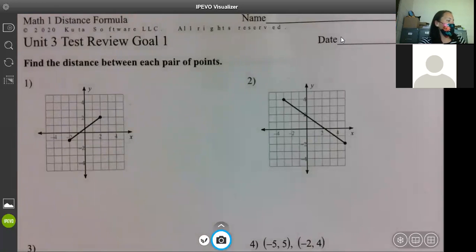And then today, again, we're reviewing for our test. You have 3 topics on your test. One of those is distance formula. The second one is midpoint. Midpoint has the harder of the 2 questions on it. And then you have what we did yesterday, simplifying radicals, okay?